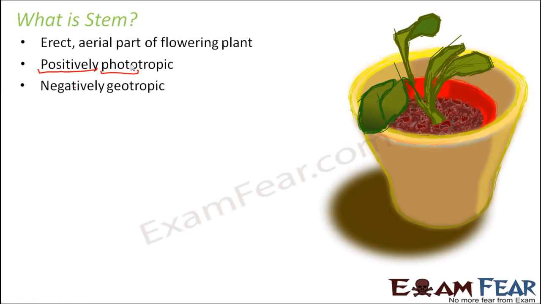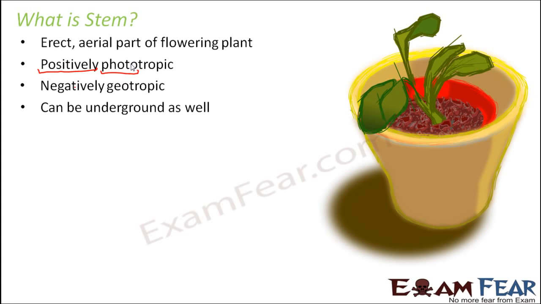However, stem is negatively geotrophic. Geotrophic is, geo means earth. So something which grows towards the center of the earth, that is known as geotrophic. Now here the stem grows upwards, so it is negatively geotrophic. But if I talk about a root, it grows towards the soil. So roots are positively geotrophic.